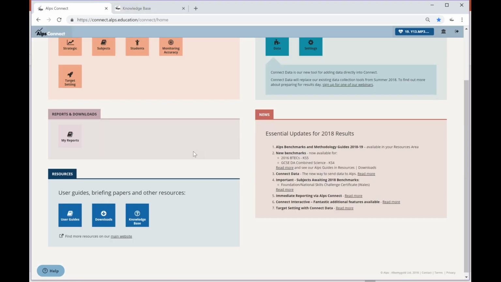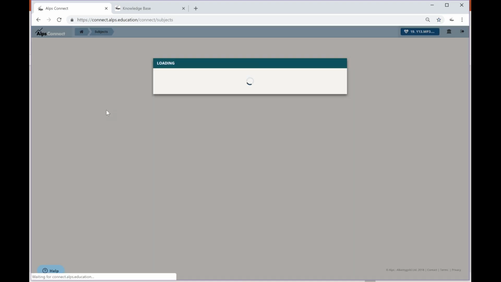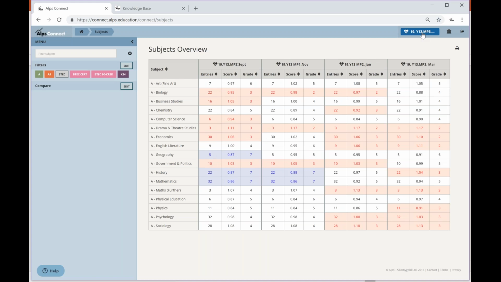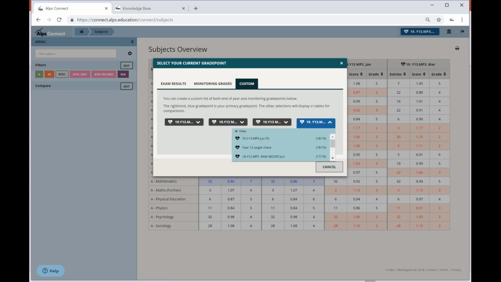Now, as I said, I'm really focusing on subjects this afternoon and not so much on the strategic. So we're going to focus in on subjects, on monitoring accuracy there, and we might pop into the students. Let's see how much time we've got. Starting the subjects then. The first thing to say is this little blue lozenge here, if I click on it, it allows me to select which grade points I want to see across the top. So I can either do exam results, or I can do monitoring grades, or I can customize it, and there's a little drop down and I can clear it and add as appropriate.